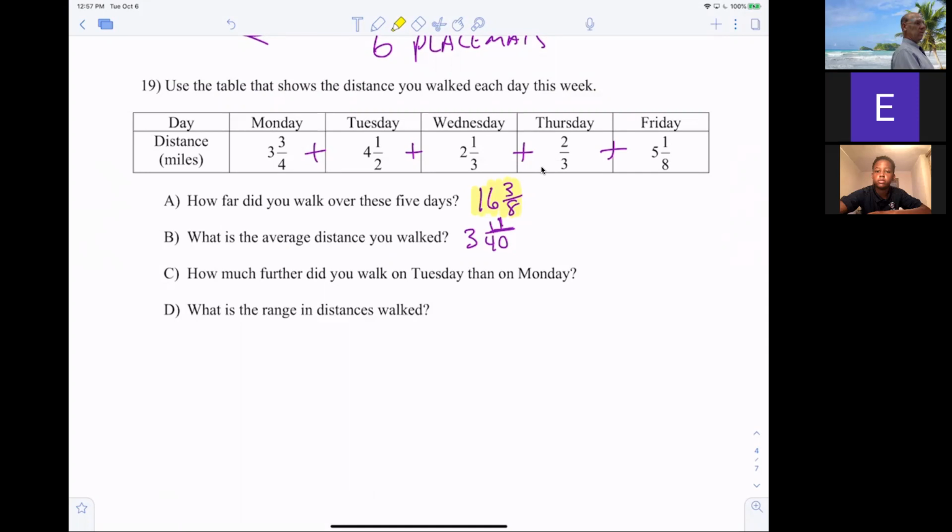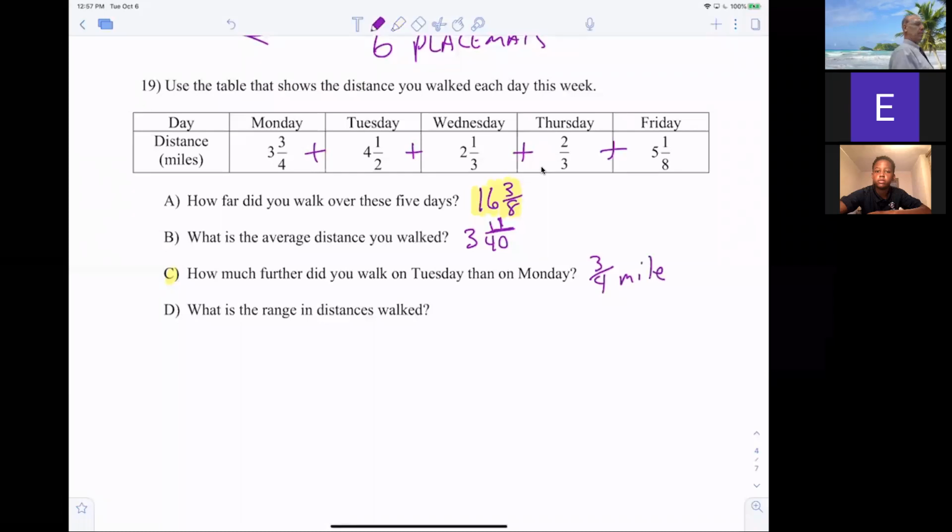For number 19, what did I make? Oh no, C. 3, 4, something. You're doing C. I want you to read C, Brennan. How much further did you walk on Tuesday than on Monday? 3/4. Did everybody get that? See? Now, the only thing we need is the units. You have, yes, 3/4 of a mile.